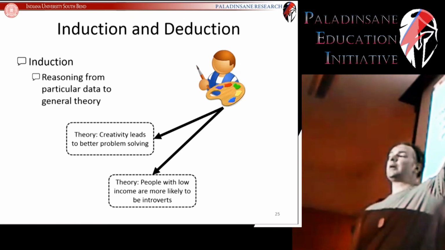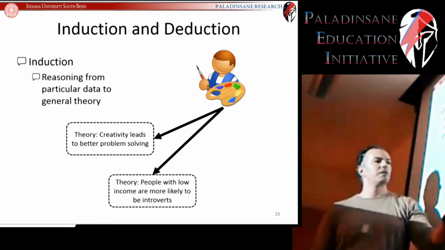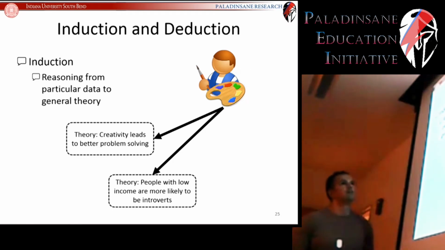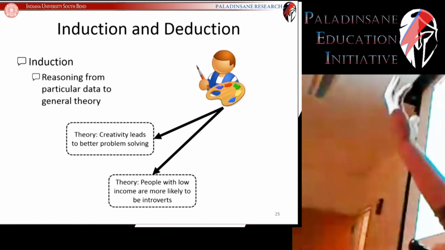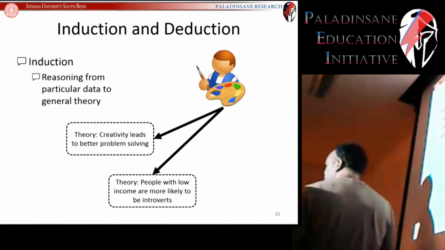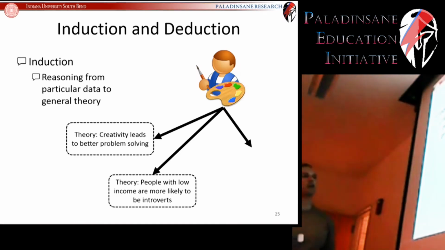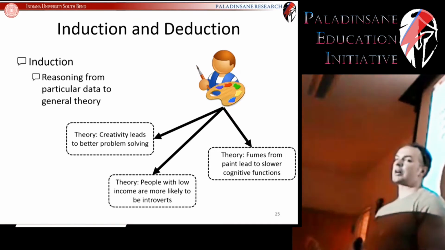So it's true of him, we know it because we've seen it, we've observed it. So maybe it's true of all low income individuals, they're more likely to be introverts. And lastly, he might be good at problem solving, but his cognitive functions might be slower. You notice that he breathes in a lot of paint fumes because of his job, and you might say to yourself, maybe fumes from paint lead to slower cognitive functioning just in general.